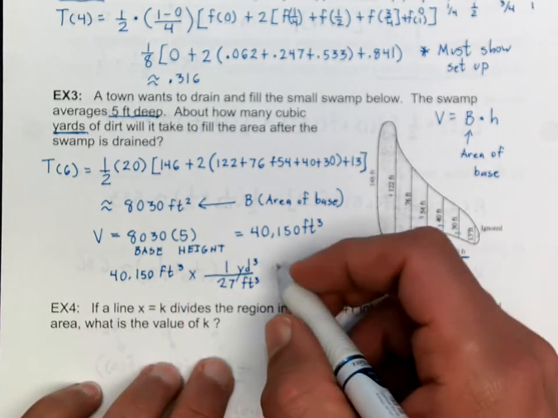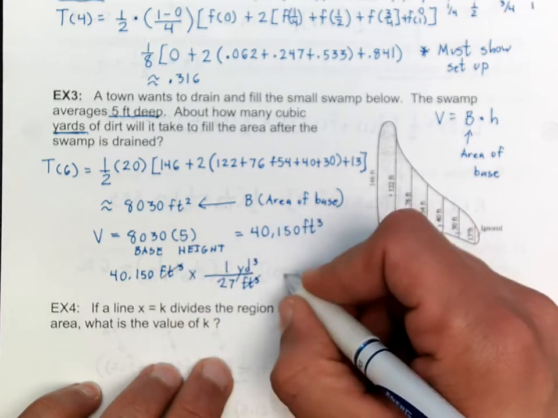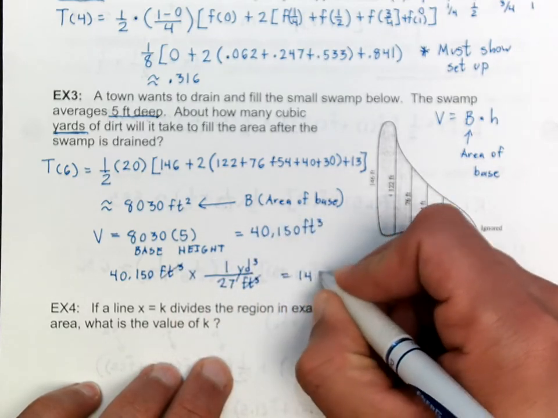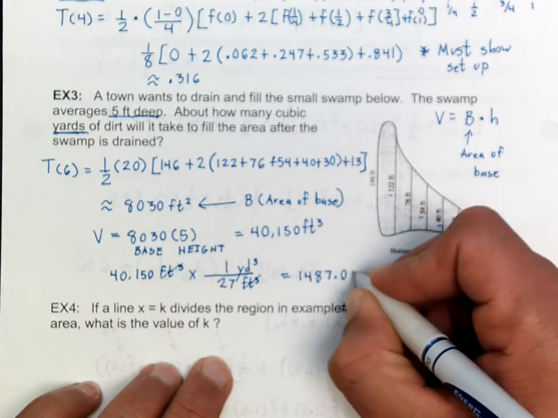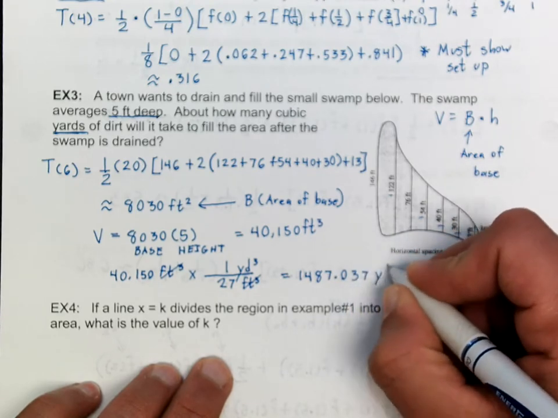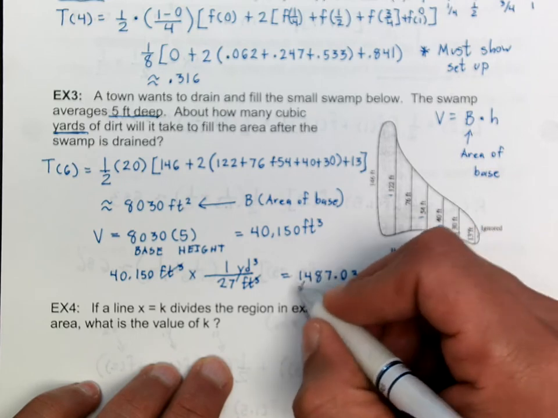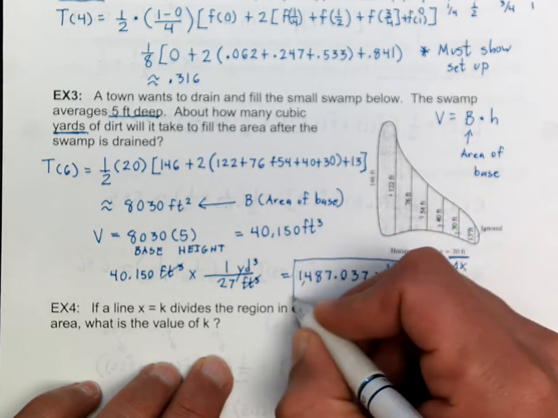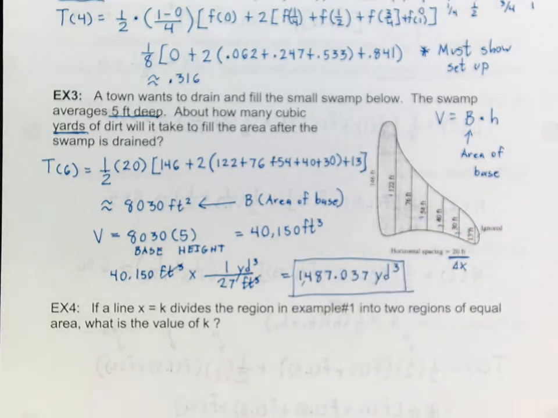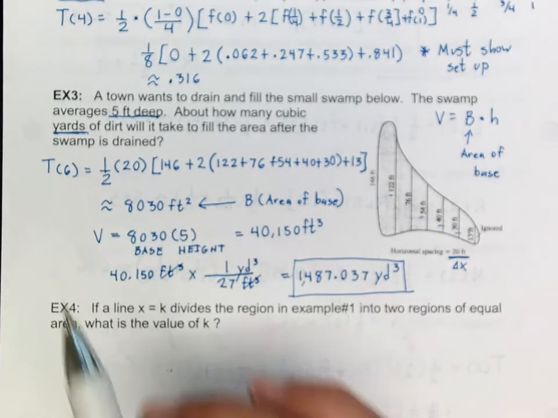So when you do all this, feet cubed cancel, and you end up with yards cubed, so the answer is going to be 1487.037 yards cubed. So that's the answer. I had to change to yards because of what he told me here, right?